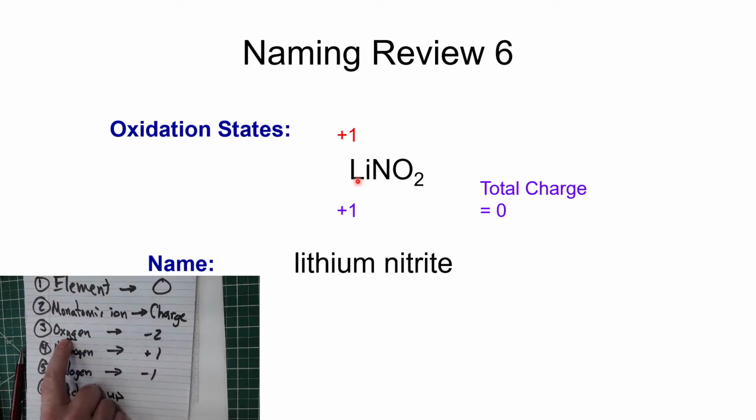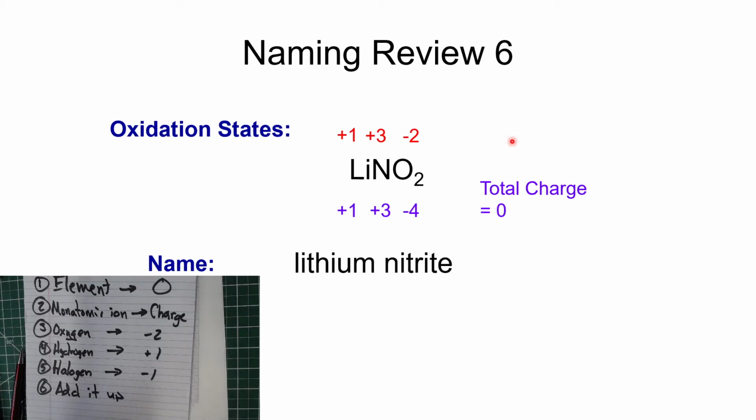Next, does it have oxygen? Well, yes, it does have oxygen. And the oxygen has an oxidation state of -2. -2 times 2 is -4. So here what we can do is +1 plus -4 plus some number gives us 0. Well, that some number has to be +3. We'll take the +3, divide by the 1 nitrogen, and that will give us +3 as the oxidation state for nitrogen.